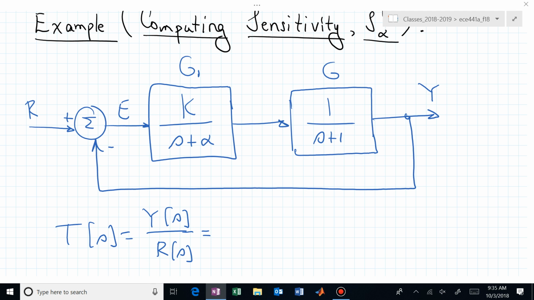Okay, modify it a little bit, but just say G. Now G is really G bar, right? G bar is this cascade combination of G1 and G. Now it's G over 1 plus GH. H is 1, but now G is G sub 1 times G. So our transfer function is G1G over 1 plus G1G.